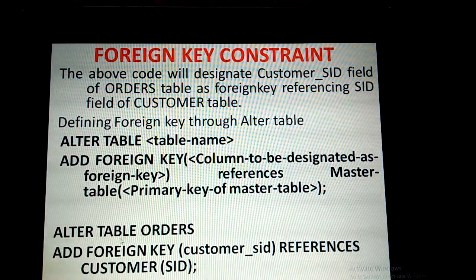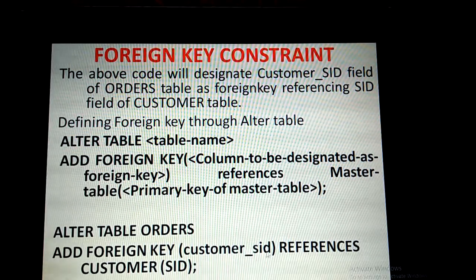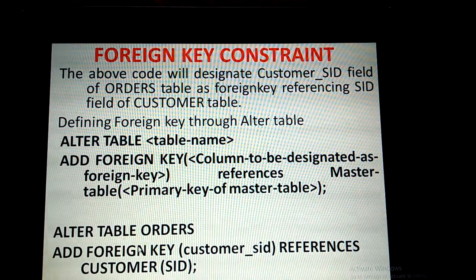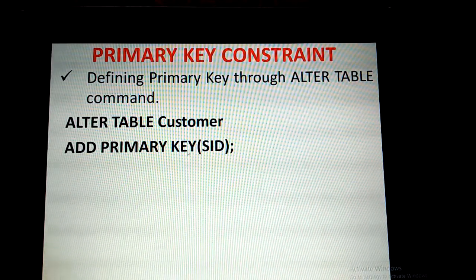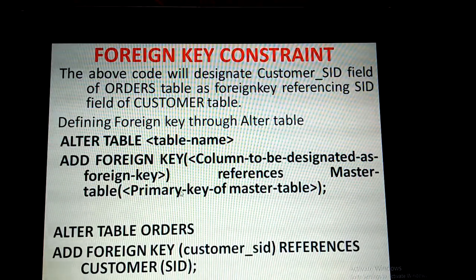So alter table orders, then add foreign key customer ID references, and within parentheses you need to give that field which you are assigning as a foreign key here. See, here we assigned it inside the parentheses only, same as here also: after foreign key, inside parentheses you need to give this foreign key field. References you need to write, okay, you should not write reference or refer, okay, references, and then customer, the base table name, and in that, which field you are referring to, the SID. So we write SID here, and then close the parenthesis, and at the end a semicolon. So like this we can specify the foreign key constraint using the alter table command.